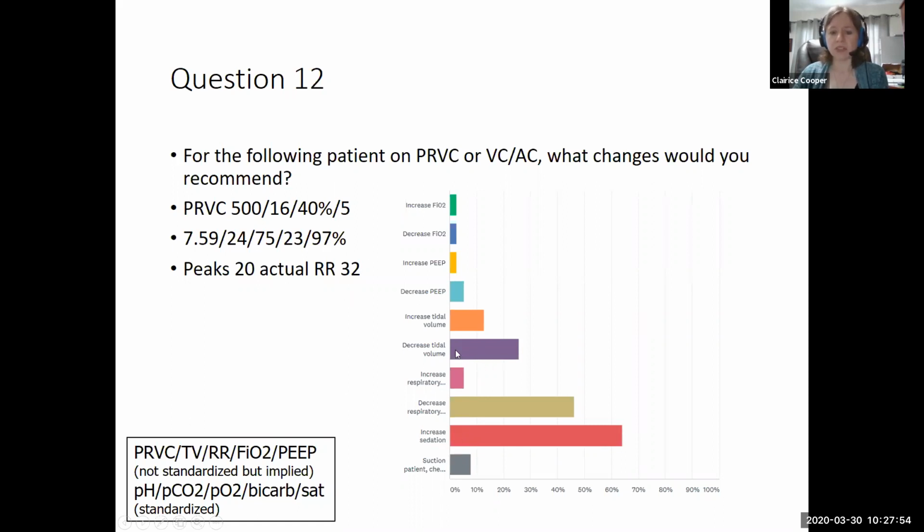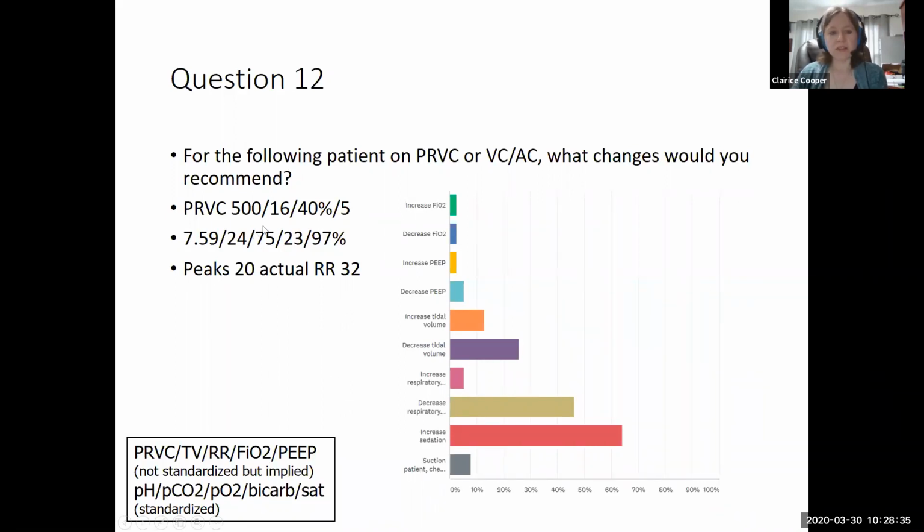Some students did choose decreasing tidal volume. Decreasing tidal volume mathematically will decrease their minute ventilation, so it's not completely incorrect. The only caution I would have there is that if this is an appropriate tidal volume for the patient, decreasing it might not help the patient. Sometimes we'll see a paradoxical hyperventilation, this is anecdotal, as the patient is given a suboptimal tidal volume for their size. Sometimes that actually causes enough agitation that they end up having even more tachypnea.